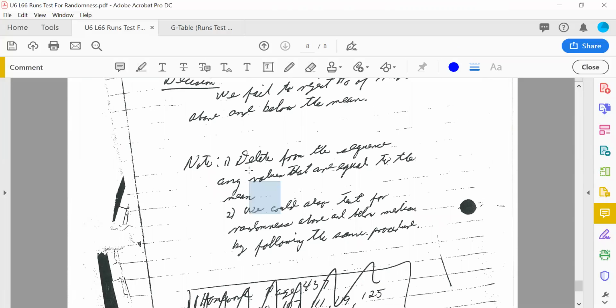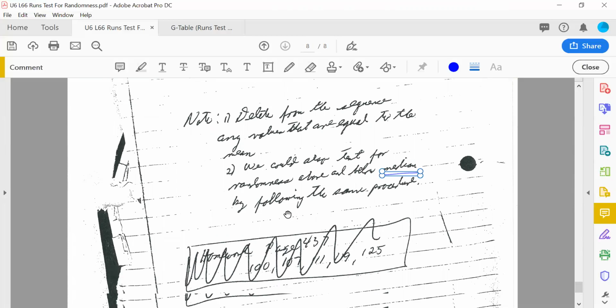A couple notes and then we're done. We're going to delete anything from the sequence that equals the mean or the median. And it says you could also test for randomness above and below the median. For your homework, I give you one problem where you test above or below the median.